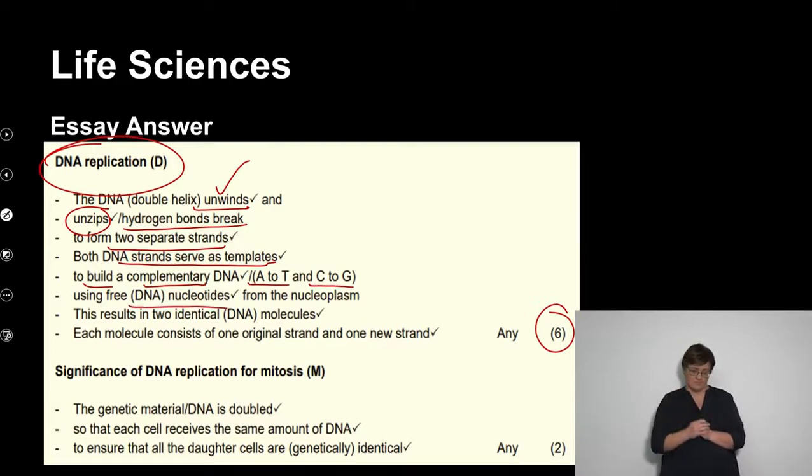This results eventually at the end in the production of two new identical DNA molecules, each molecule consisting of one original strand and one new strand. And that's essentially the overview of the process of DNA replication.